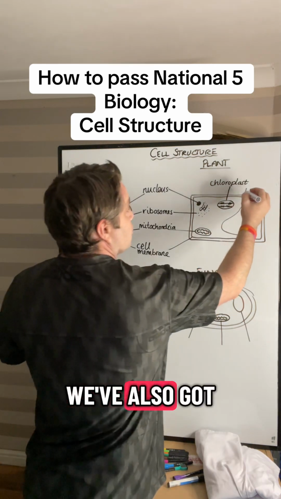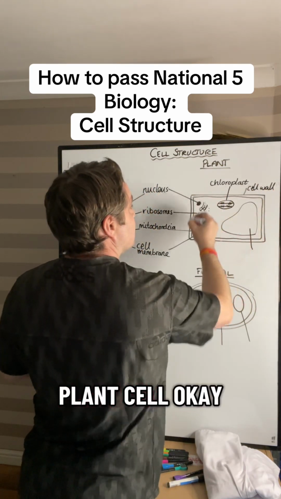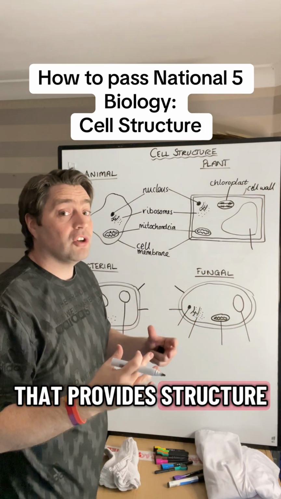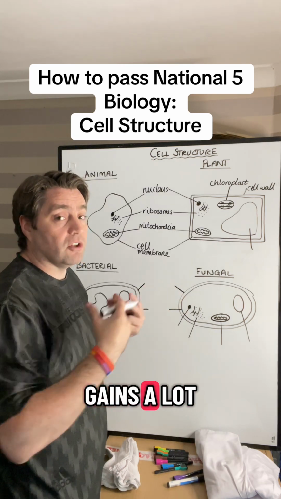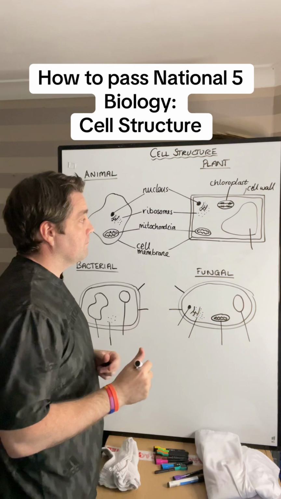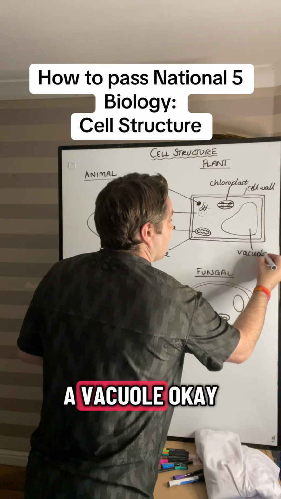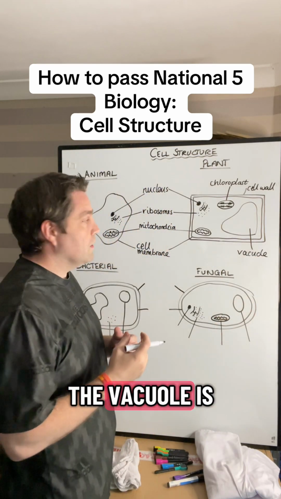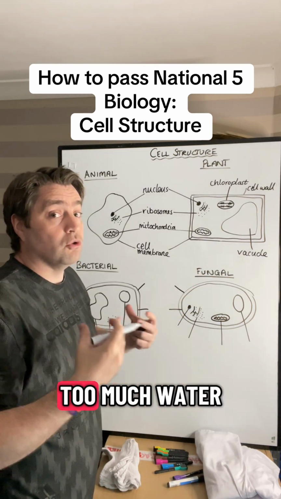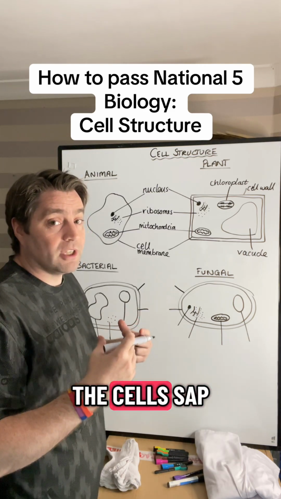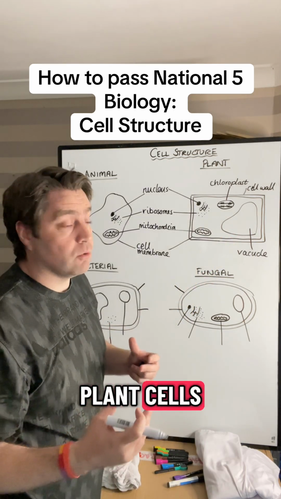We've also got a cell wall here on the outside of the plant cell. That provides structure and support for the cell. It helps it to keep its shape even when it gains a lot or loses a lot of water. And lastly, we have a vacuole. The vacuole is the part of the cell which helps to keep it turgid when it's got too much water, and it contains the cell's sap. So the vacuole plays an important role in plant cells.